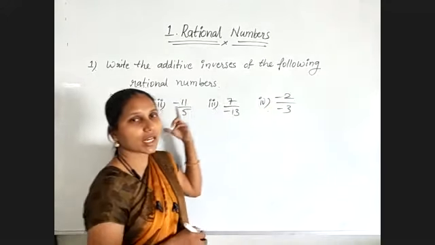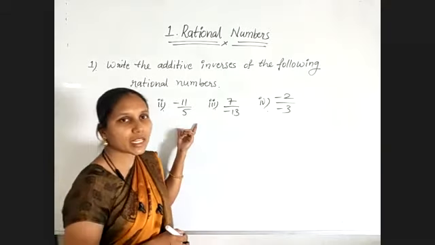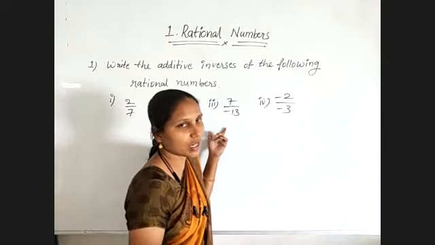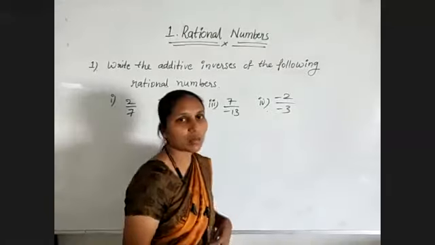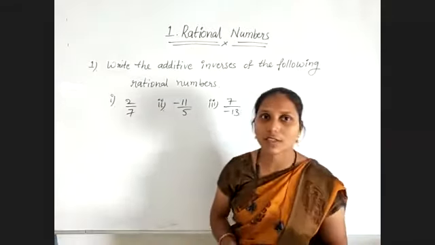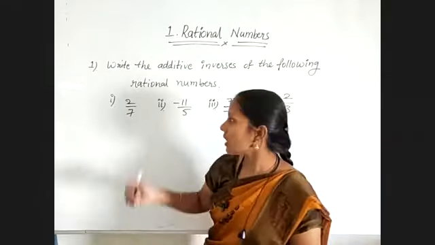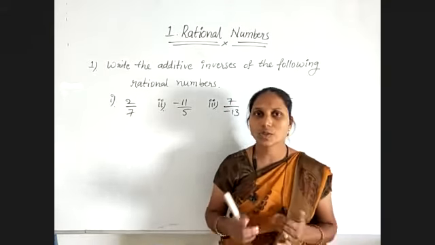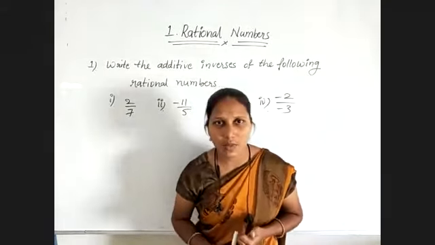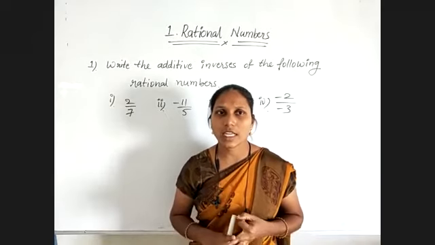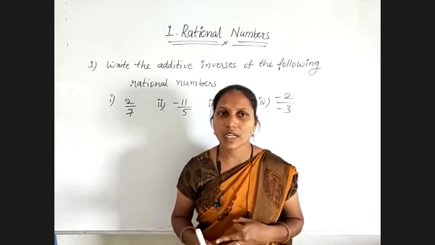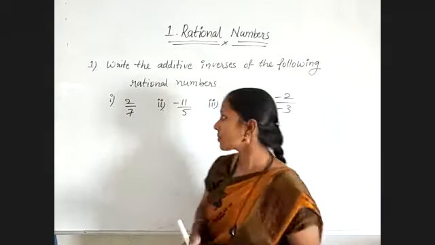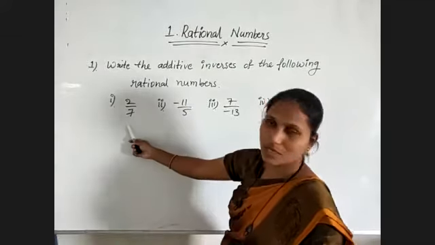So whenever you are getting unlike integers in the numerator and denominator, those are said to be negative rational numbers. If you are getting both positive or both negative in the numerator and denominator, then that is a positive rational number. So a positive rational number means the numerator and denominator must have the same sign. And for negative rational numbers, the numerator and denominator don't have the same sign. That's all. So now the first one is a positive rational number.